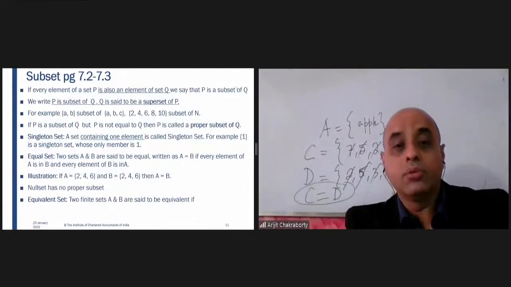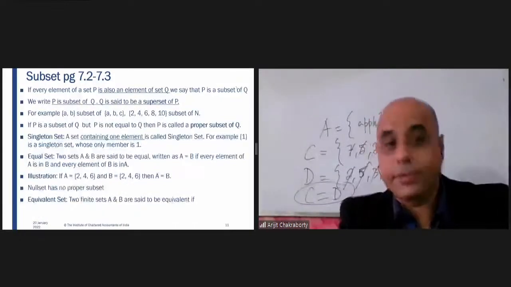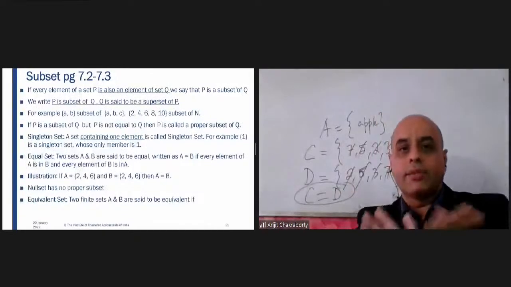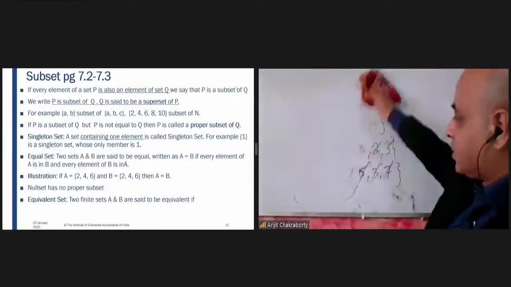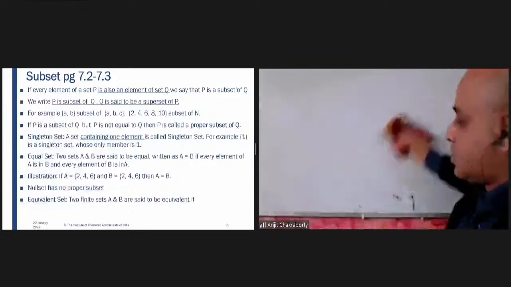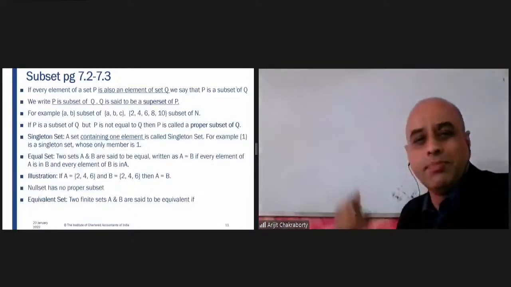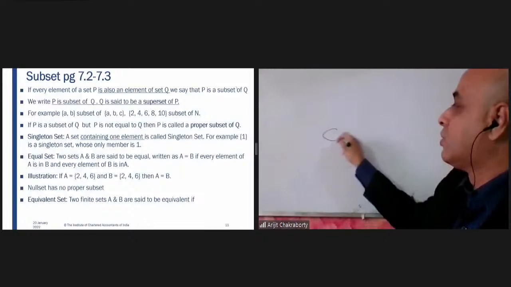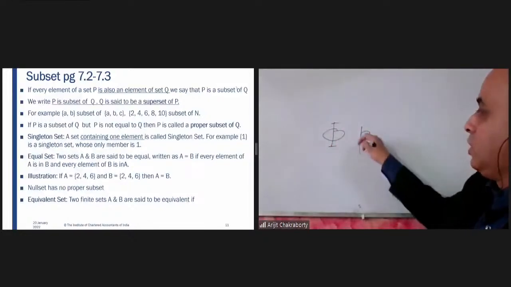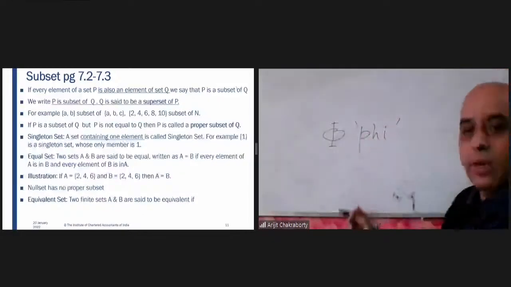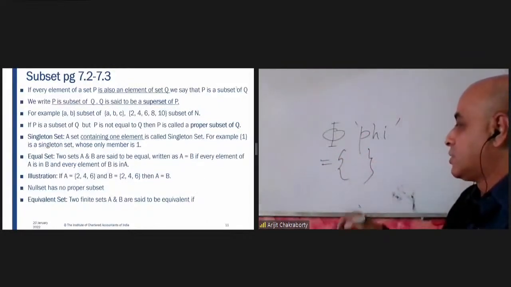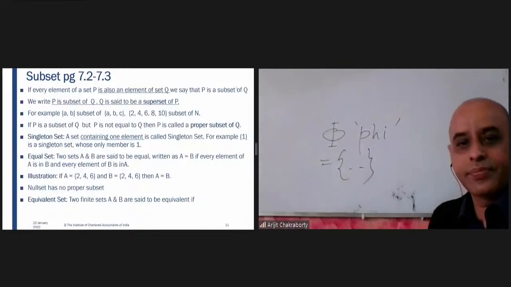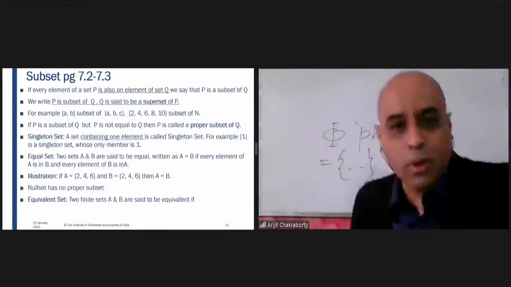Now, what is equivalent set? Achha, there is one concept called null set. Null set means empty set. There is nothing in null set. Okay. So we don't use null set much. This is just, you can say, a simple concept. Null set is known as phi, P-H-I. We pronounce it as phi. Okay, this is called null set. That means empty. Nothing is there in the set. So it has no proper subset also.